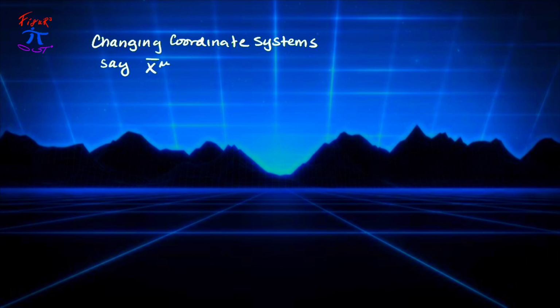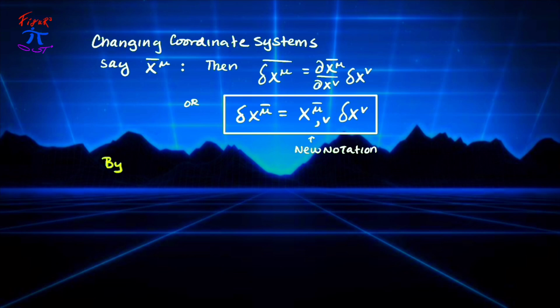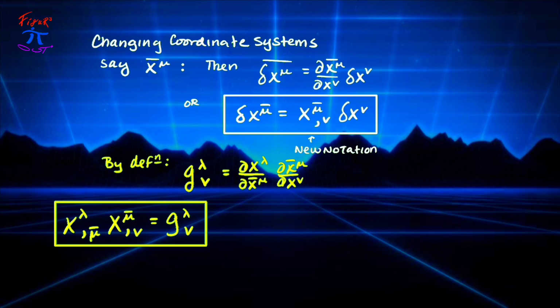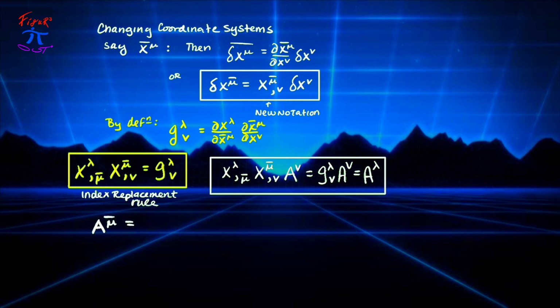So then we ask naturally, what happens when we change coordinate systems to, say, a barred coordinate system, a new coordinate system? Then the differential transforms in the following way, using our new comma notation and noticing the barred system is being represented only on the indices here. Thus, by definition, this mixed tensor may be represented in the following way. Using our new notation. And if we apply this to an arbitrary vector, a mu, we can rewrite it in this way, showing that it certainly is a good index replacement rule.